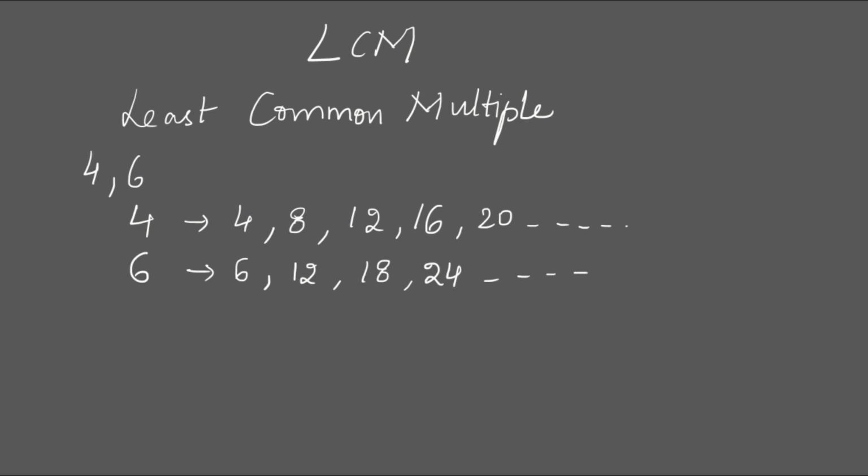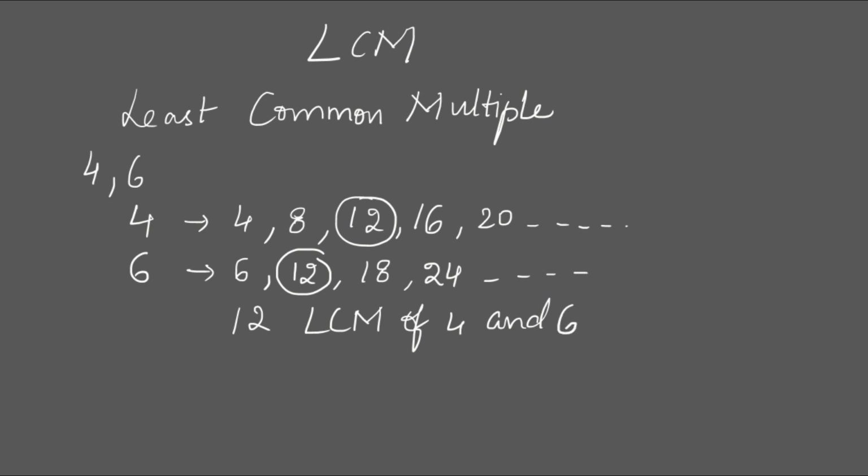So here, what is the least common multiple? The common number in the multiples is 12. Right? So this 12 becomes LCM of 4 and 6.